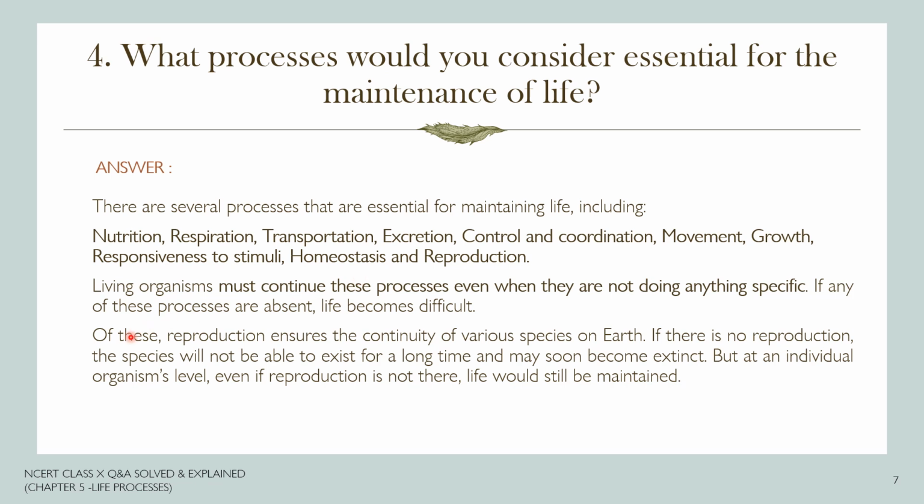There is one more, which is reproduction. But in case of reproduction, at an individual organism level, reproduction is not an essential life process, because even if reproduction does not happen, life would still exist. But at a species level, reproduction is extremely important because that ensures the continuation of the species on Earth. If reproduction does not happen, then soon the species will become extinct.